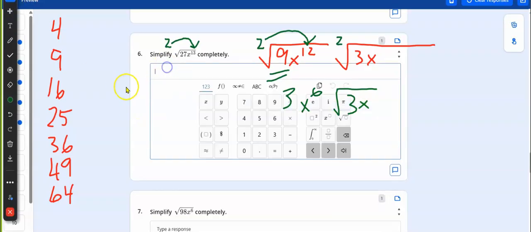I need to know if that makes sense to you or does not make sense to you. Yeah, it does, because I remember that's what we do in class. So pull it apart with the perfect squares over here, and then anything that's extra goes inside.